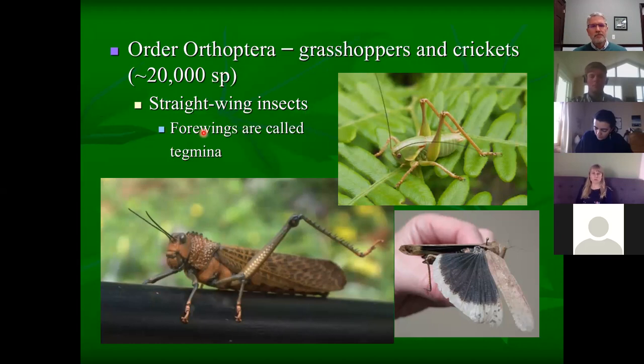Orthoptera meaning straight wing. Four wings are called tegmina. That's plural. I said in lab it was tegmen. Tegmen is singular, tegmina is plural. Here is a tegmen right here. And just looking at the body parts, you've got the head, the what? Prothorax. That's the prothoracic legs, then the mesothoracic leg, and then the very big jumping metathoracic leg.